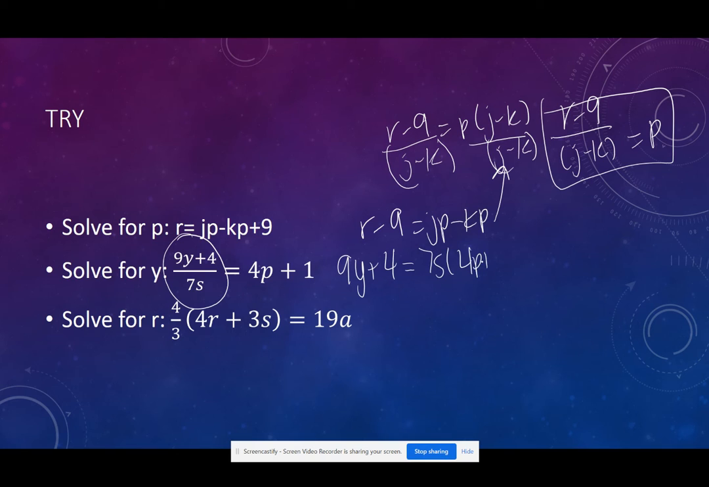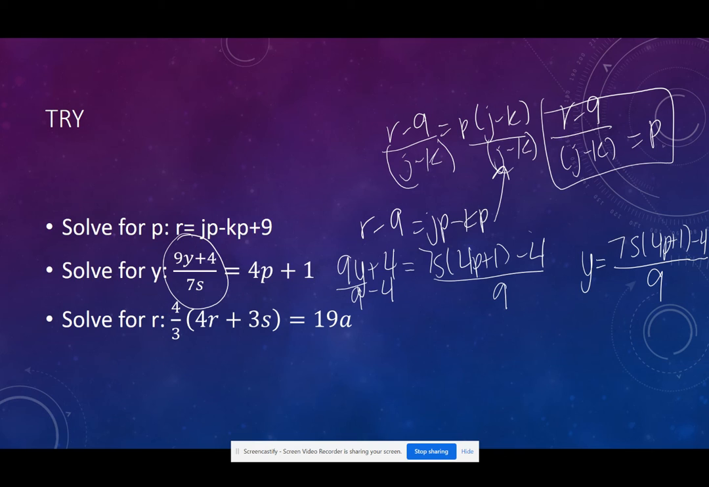So we'll have 4p plus 1. I'm going to subtract 4 then. We can just put it on the outside like here. You can't put it in the parentheses because it's not getting multiplied by the 7s. So I'm going to leave it like that. And then we're going to divide everything by 9. So my answer is going to be y equals 7s times 4p plus 1, minus 4, all over 9. Let's make sure it extends.